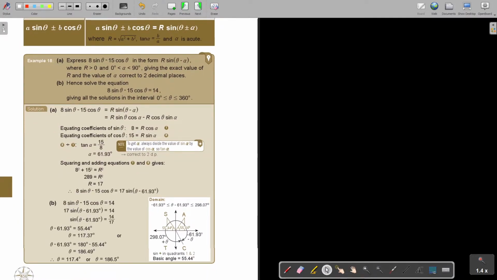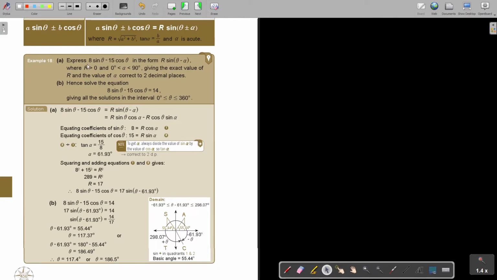Okay, so express 8 sin theta minus 15 cos theta in the form r sin(theta minus alpha), close the bracket, where r is bigger than 0, do you see? And alpha is bigger than 0 and smaller than 90, so it's an acute angle, giving the exact value of r and the value of alpha correct to 2 decimal places. So we're going to express it in this. Let's start by using this statement.